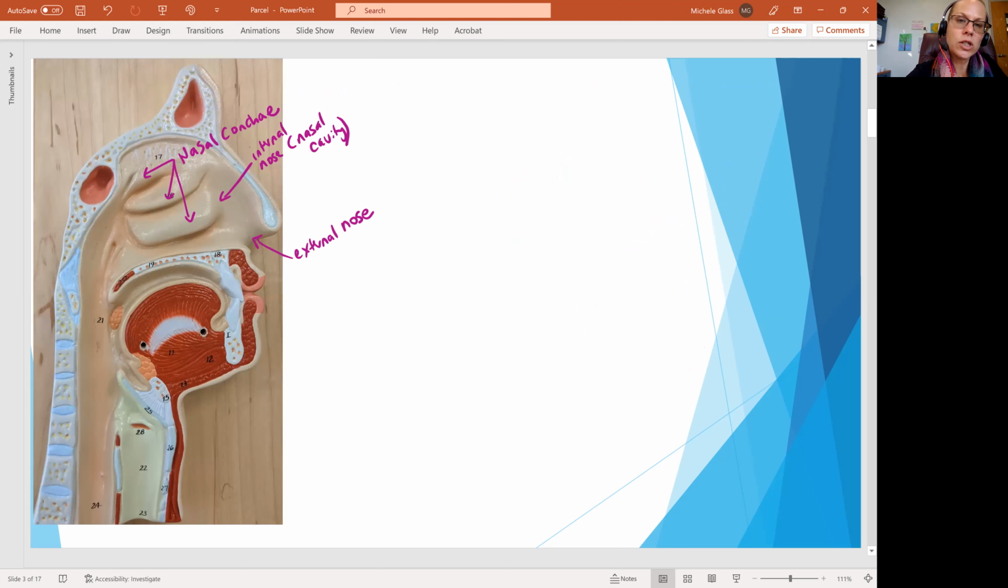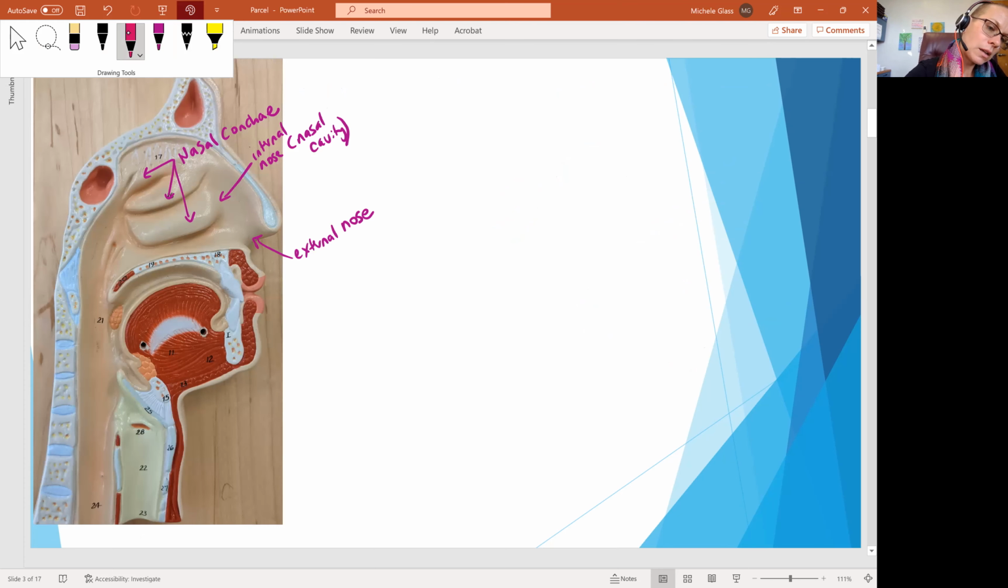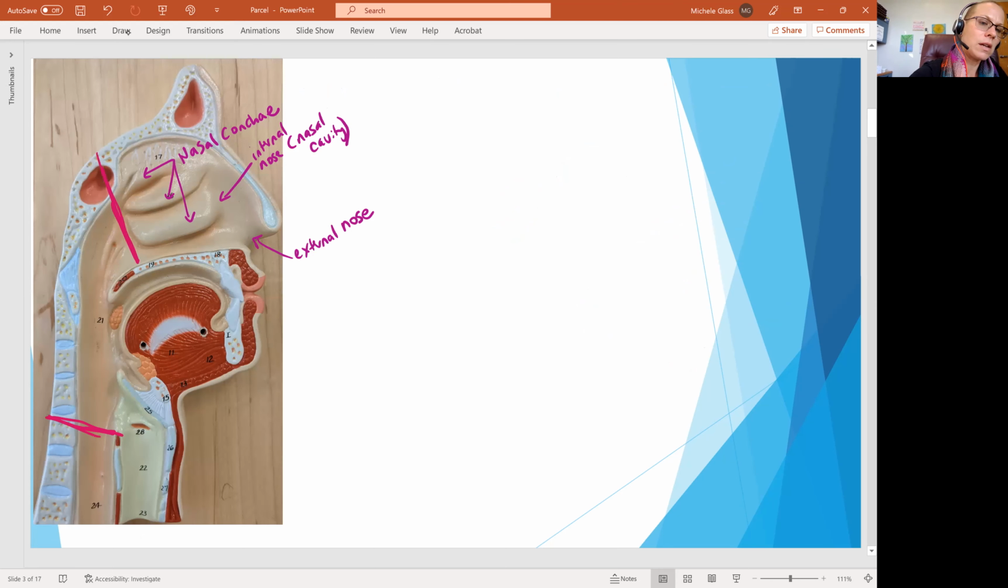Okay, so last structure I want to label on this particular video is the pharynx. So the pharynx is going to be what we can think of as the back of the throat. So the nasal cavity is opening up into the pharynx. And you have three regions.